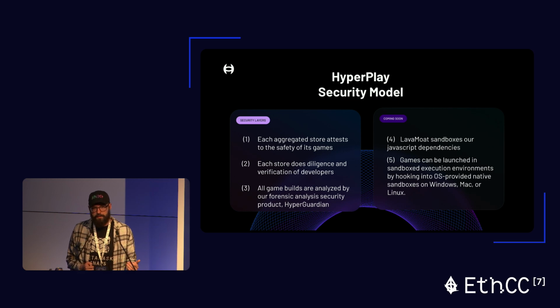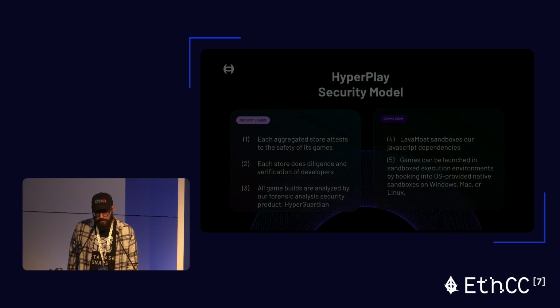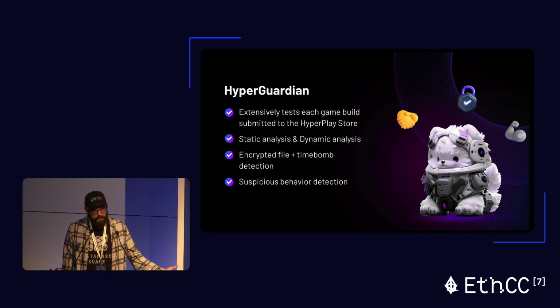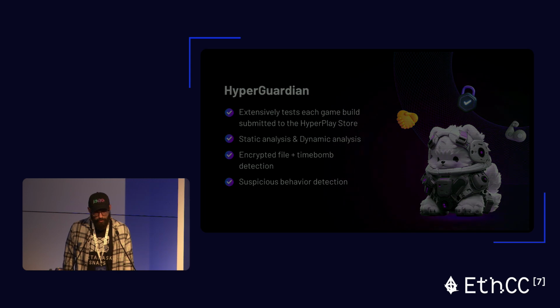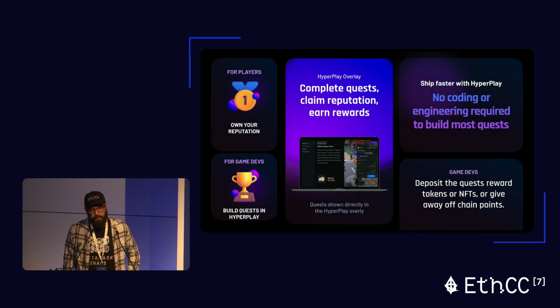This is very different from other so-called Web3 game stores in our ecosystem. Many of them allow direct publishing with no real security verifications and are actually pretty dangerous to use. So HyperGuardian is what we built internally. This is doing static analysis, dynamic analysis, looking for encrypted files, looking for time bombs, looking for anything that we can detect that is suspicious. I'm not going to reveal too much about how it works, but we're very serious about protecting the user, and we're first a security product.